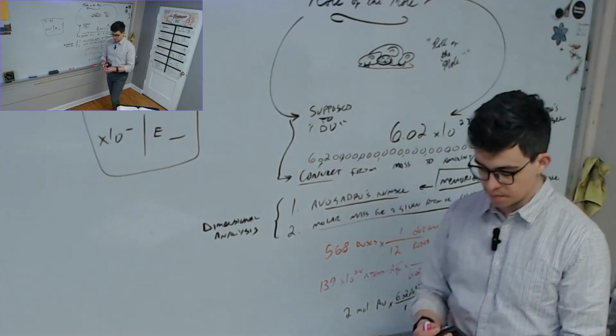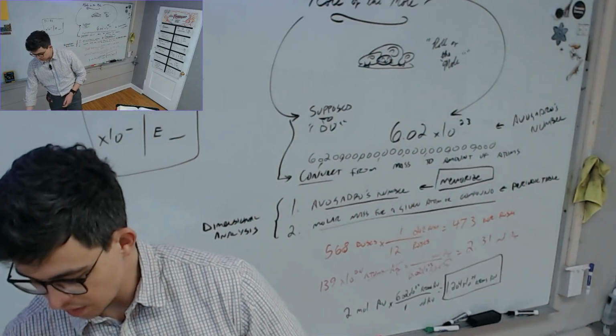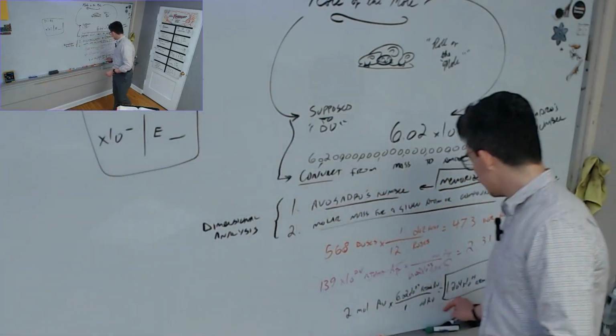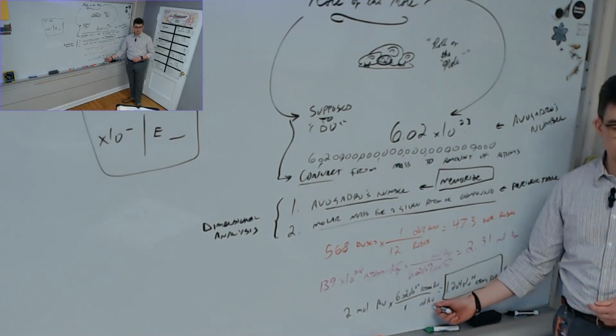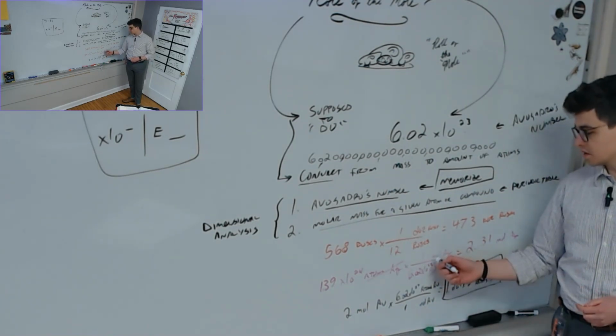One thing you might notice about the way that I've been doing these problems, and I would like for you to do them the same way, is that I'm always putting not only the unit, but the thing that the unit is applying to. So not just moles, but moles of gold. Not just moles, but moles of silver.